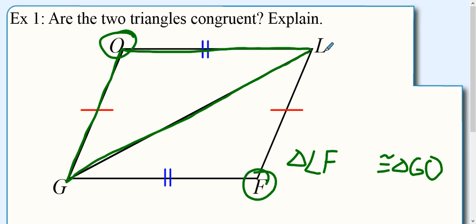And then you can pretty much apply the same thing. Point G, when we rotated that around, went way over here to L. So G went to L. You have to name them in order. Since we went L, F, G, we had to go G, O, L. L, F, G, G, O, L. Have to name it in corresponding order.